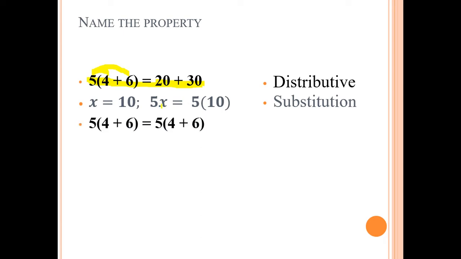The next one, we have 5 times 4 plus 6 on one side and 5 times 4 plus 6 on the other side. Both of these sides are exactly the same. And the property that we've gone over, where we have the exact same thing written on both sides, is the reflexive property. So you'll write reflexive next to it.